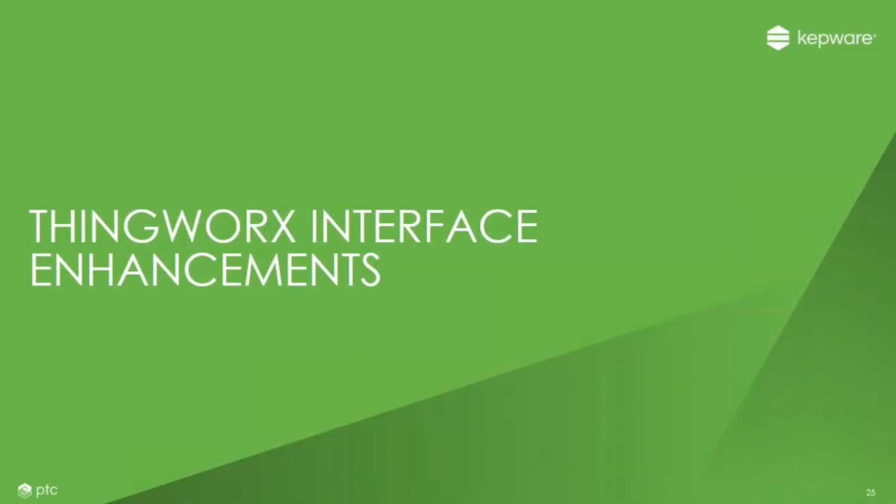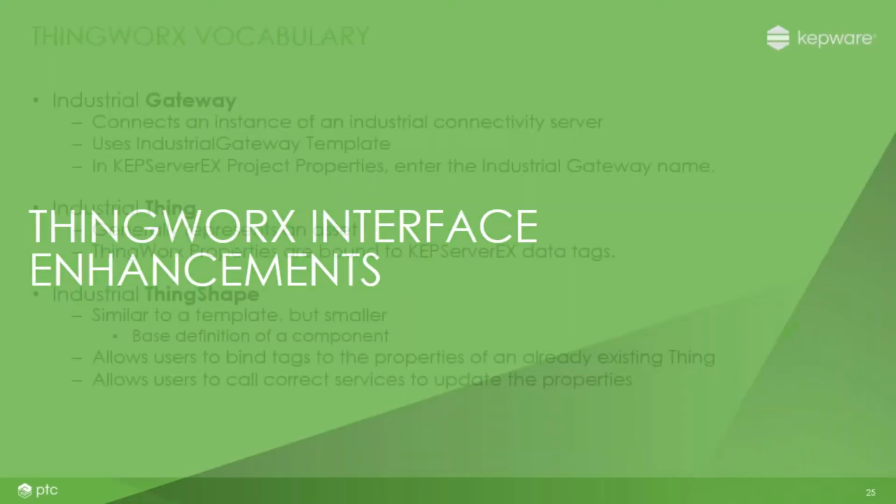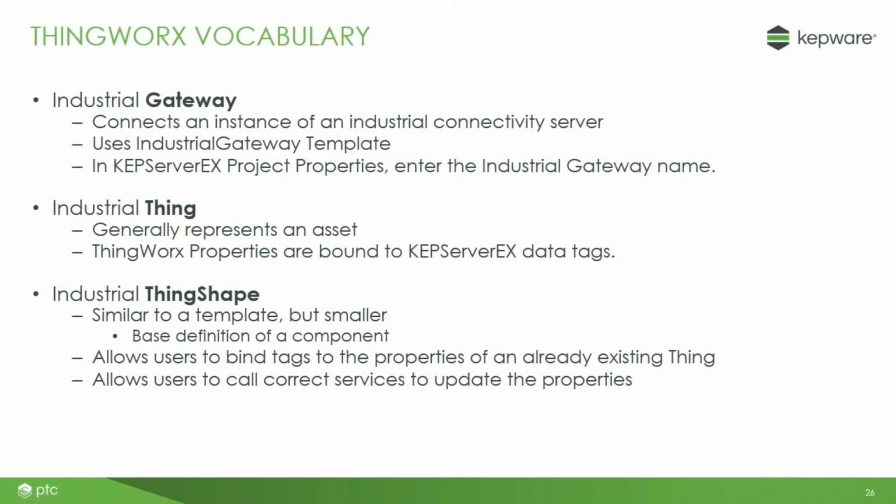Last on our list of enhancements for version 6.2 is some enhanced THINGWORX functionality. For those of you that are not aware, I want to start off with some terms that THINGWORX uses to represent different functionality when communicating to KEPServerEX. The industrial gateway, the industrial thing, and the industrial thing shape are all terms that are used within the platform for different functions. I'm going to leave these here for you to take a quick glance at because Joanne's going to show some of that functionality in her demo.